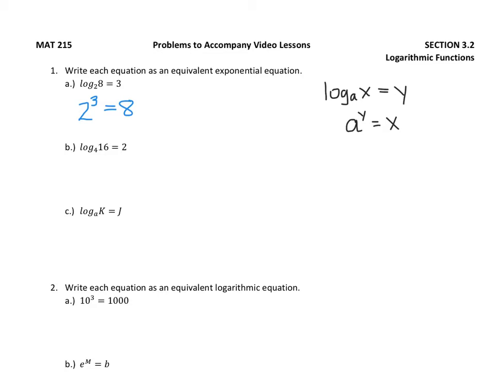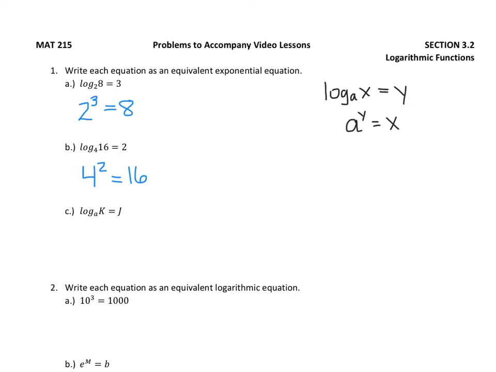For part B, we have log base 4 of 16 equal to 2. So here our base is 4. Our exponent in this case is 2, and that equals 16. 4 squared is in fact 16. So that's how we would write that logarithmic equation as an exponential equation.